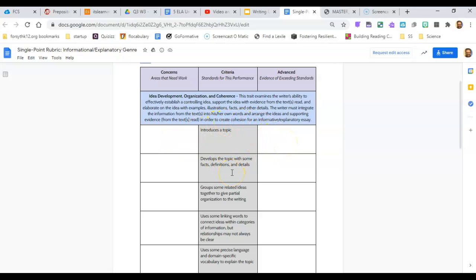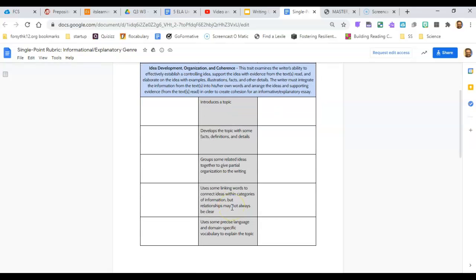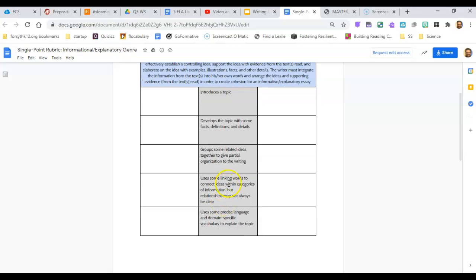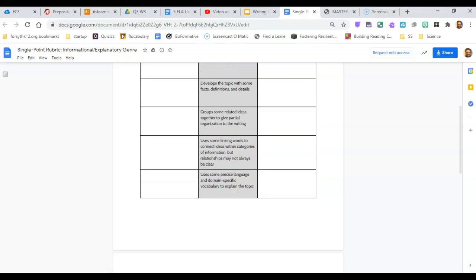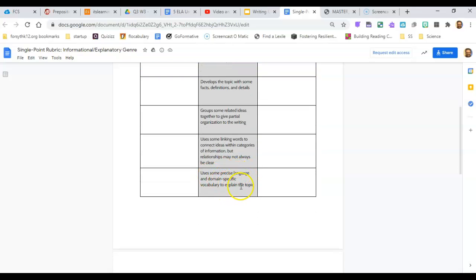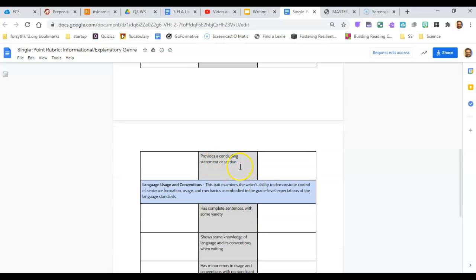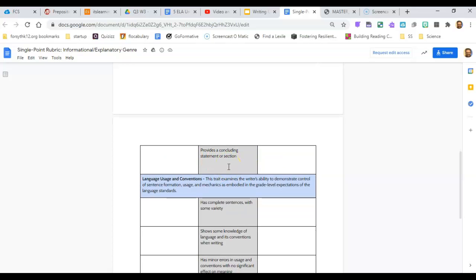Do you develop the topic with details, facts, definitions? That's where we talked about the development. That's where this is. Group related ideas together, organized. Really, that's writing in paragraphs, organizing in paragraphs. Here, linking words and ideas together. This is transition words. Using precise language and vocabulary. Once again, this goes with being very descriptive and explaining things in detail. Okay? Provides a concluding statement or section. So have a conclusion to end your informational writing.